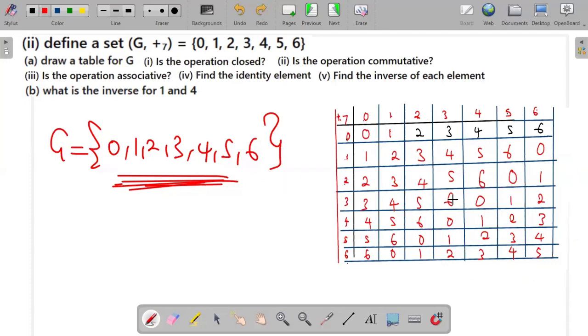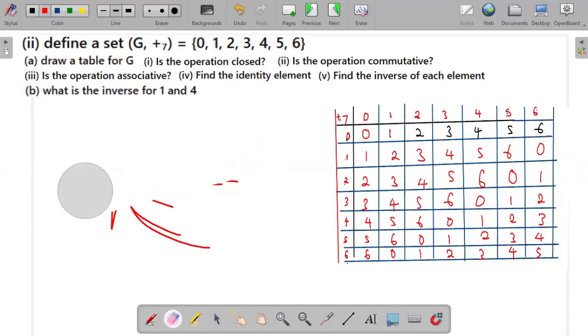So because of that property, I can see that all these answers here are part of this set. So we're going to say yes, the operation is what? Is closed. So I'm going to say yes to I. So the operation is closed. We say yes there. Okay, number 2, is the operation commutative?